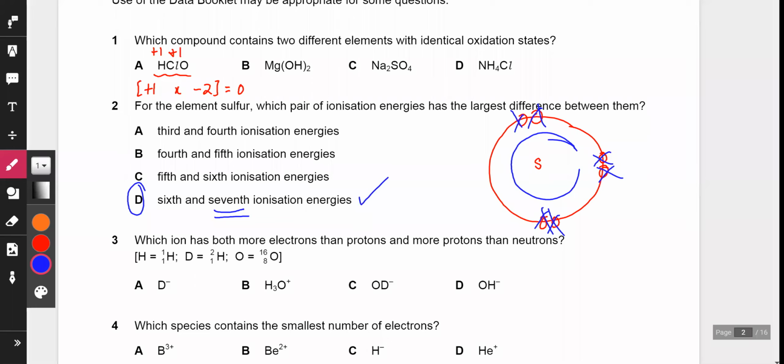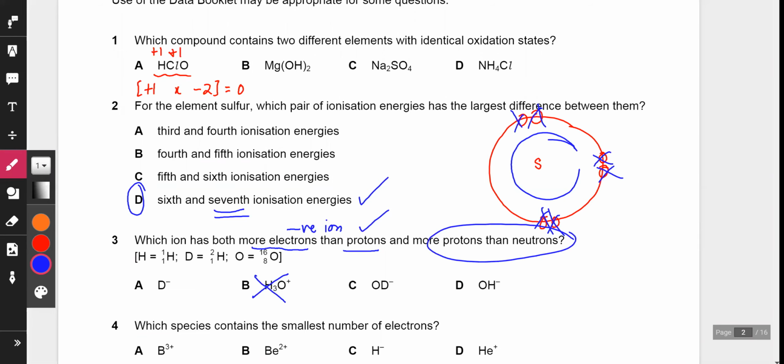Next is which ion has both more electrons than protons and more protons than neutrons. If it says more electrons than protons, that means a negative ion. So we're basically looking at a negative ion. So forget this one, and let's have a look at the rest, which are all true for this first statement. What we just need to look for now is more protons than neutrons.